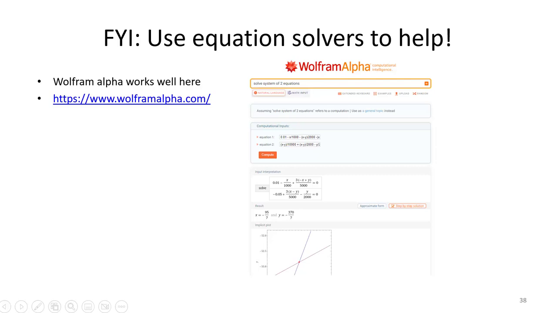So just a reminder, use equation solvers to help. One of my favorites is Wolfram Alpha. And you can see in this example, you can just type the equations right in to their system of two equation solver, and you can get the result. Wolfram Alpha can also work well for solving systems of 3 or 4 equations. You just search for however many equations you're trying to solve.